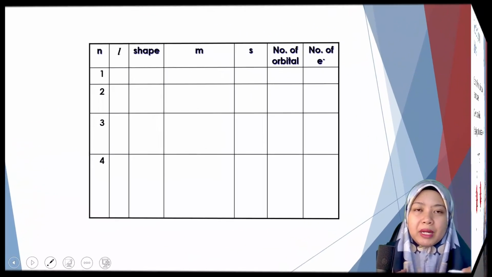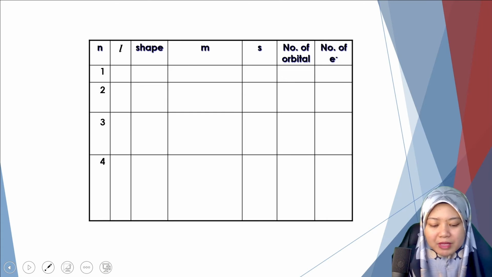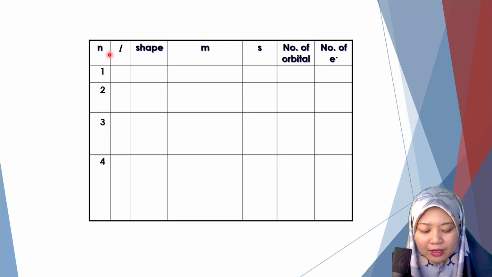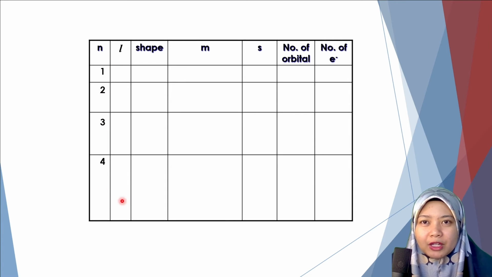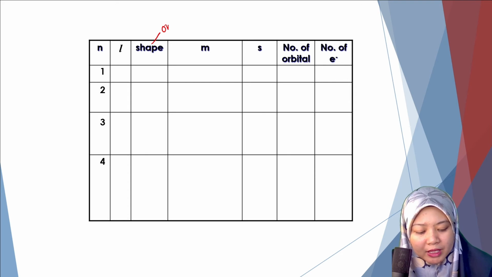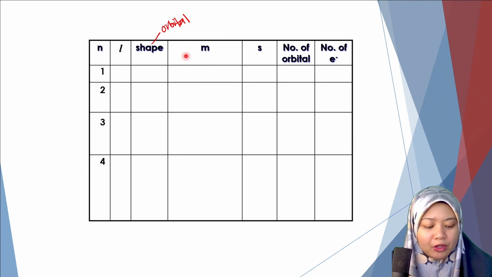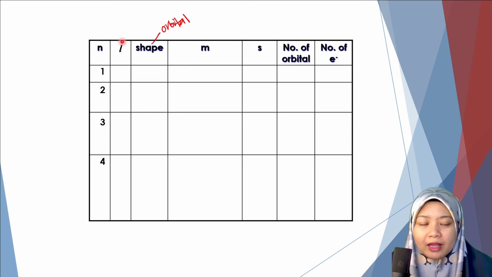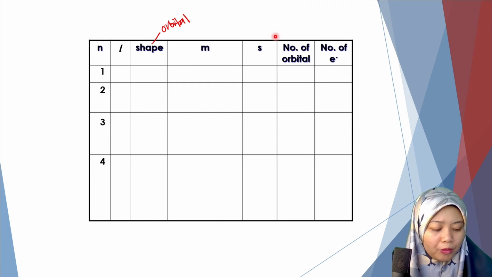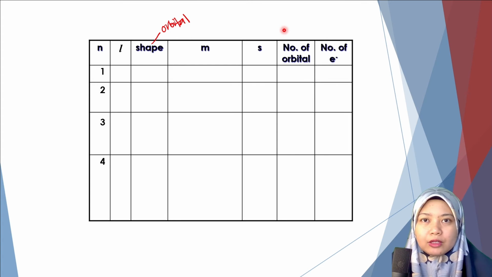Right? So let's recap and do the exercise again together. If I have this value of N, please complete the value of L. L is what? The shape here refers to the orbital. M, the value of M refers to the value of L. S, there are only 2 values. Number of orbitals means how many types of orbital there are, and the number of electrons is the number of electrons in this orbital.